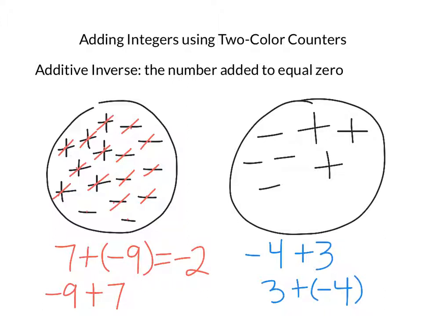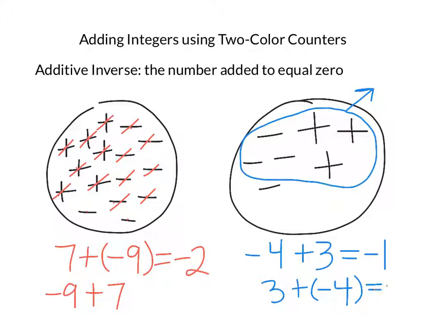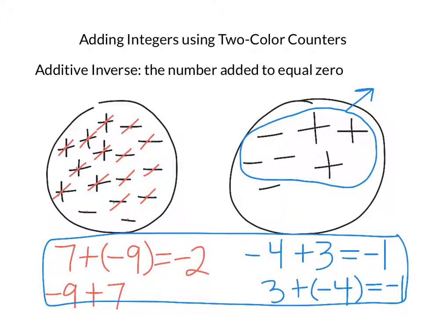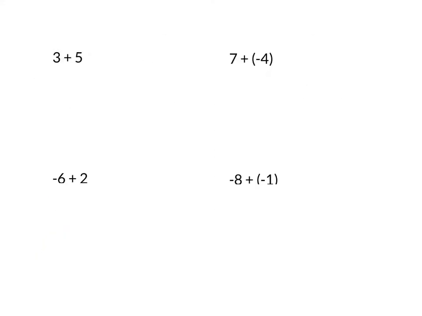Now the way I normally do this is to circle all the ones that go together, meaning three positives and three negatives is what I would circle, and then I have an arrow saying these go out, or these kind of, you know, cancel each other out. The solution in this case is negative 1, regardless of which way we write it. But these are the sentences that they're going to ask you to do. The number sentence includes the two numbers you're adding along with the solution. So in this case, we are going to create the two-color counter model, and then, of course, determine the sum.